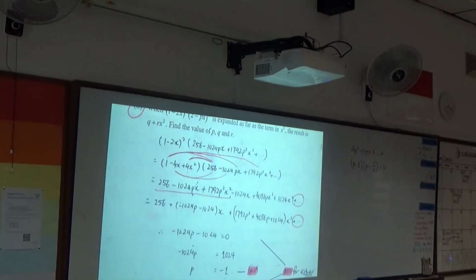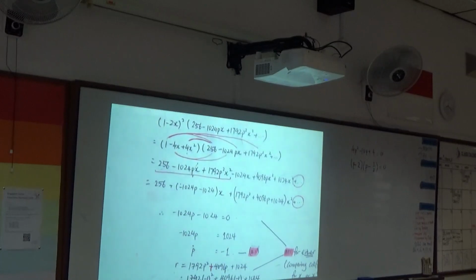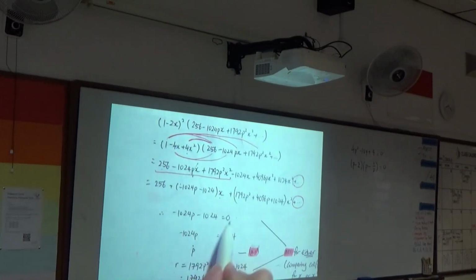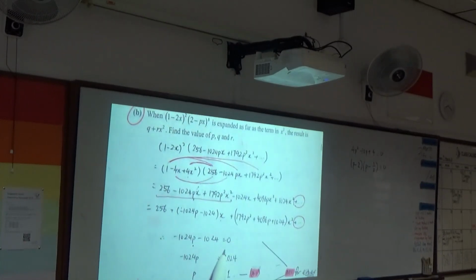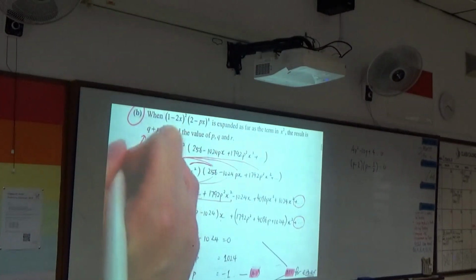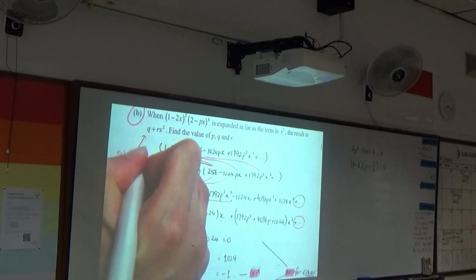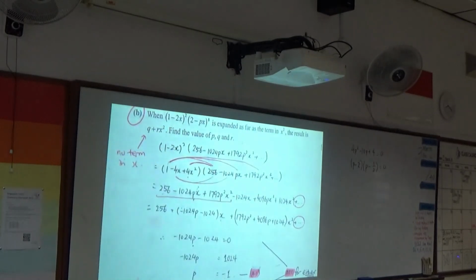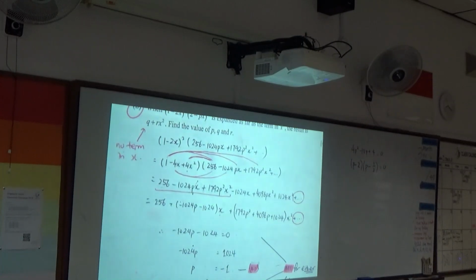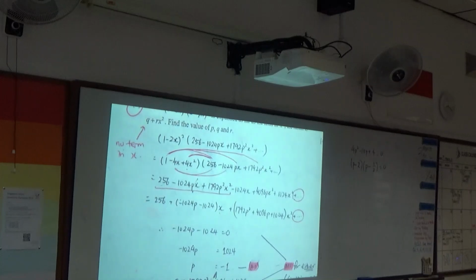Then we do our comparing of coefficients. We find that the term with the x will have to be equals to 0 because q plus rx squared doesn't have a term in x. So there's no term in x, that means the coefficient of x will have to be equals to 0. That's how we find the value of p.